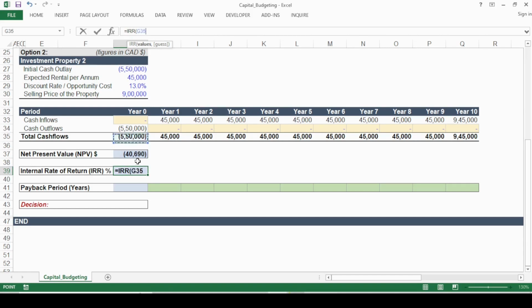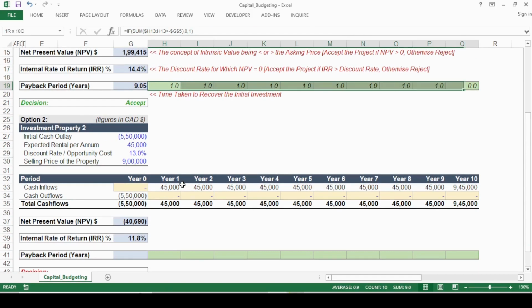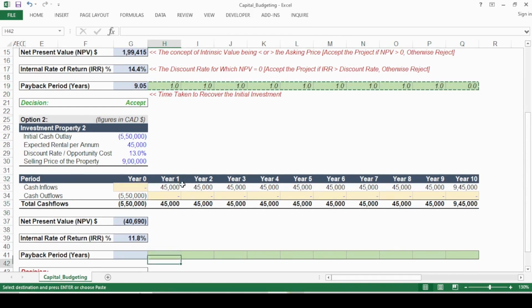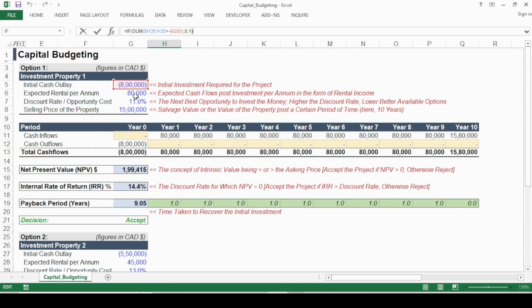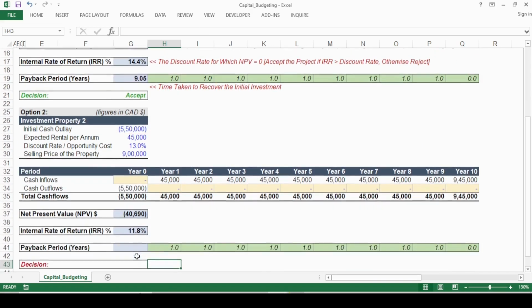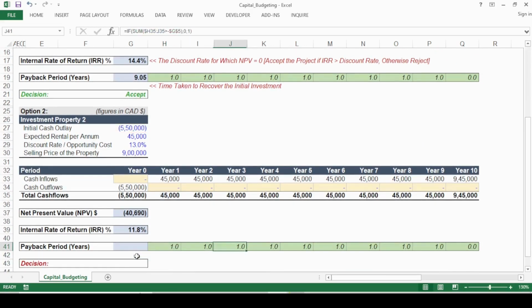So for this I will go with all the cash flows, and alright, as you can see, the IRR is coming out to be 11.8%, which is less than the discount rate. So this means that we are going to reject the project. And again, for the payback period, I can directly take the formula from above and I can paste it here. I will need to change this reference for the initial cash outlay, and that's it.